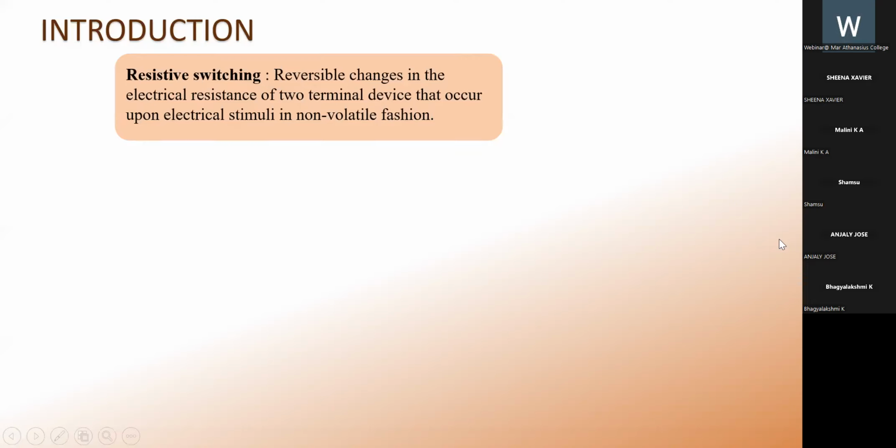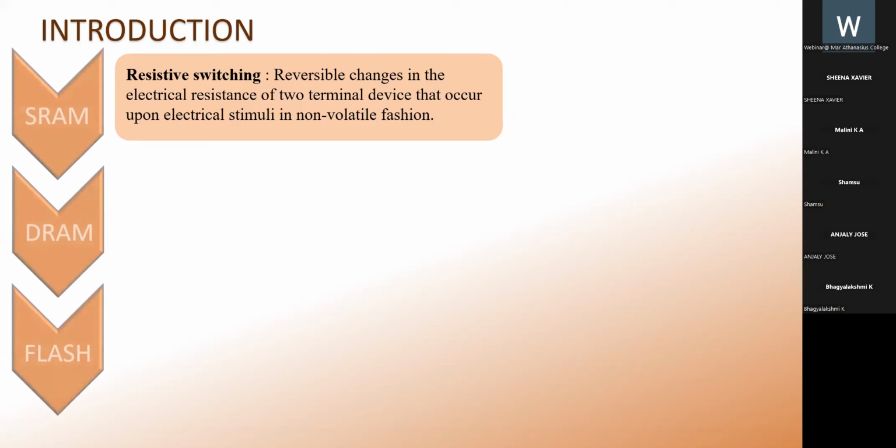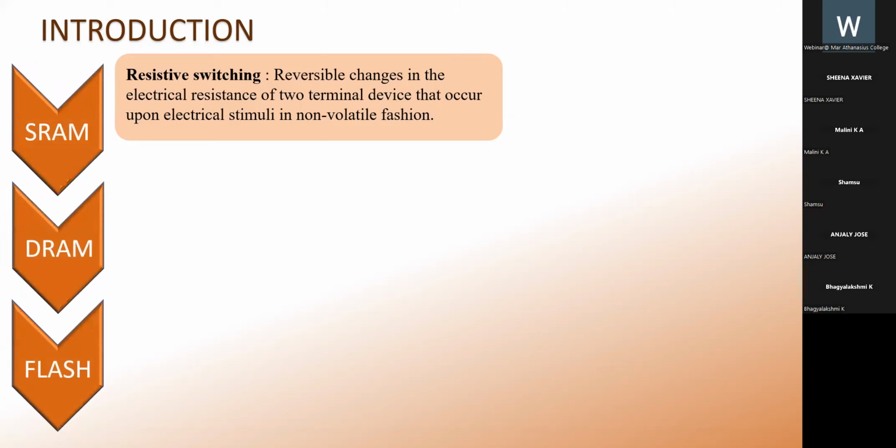So what is resistive switching? It is the reversible change in the electrical resistance of a two terminal device that occurs upon external electrical bias in a non-volatile fashion. So what is non-volatility? Let us consider the conventional semiconductor memories that we are using so far, like SRAM, DRAM, and flash memories, in which flash memories are non-volatile. That means it can retain the data even if the power is turned off, but the other two are volatile.